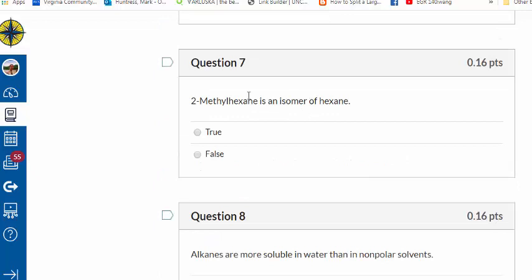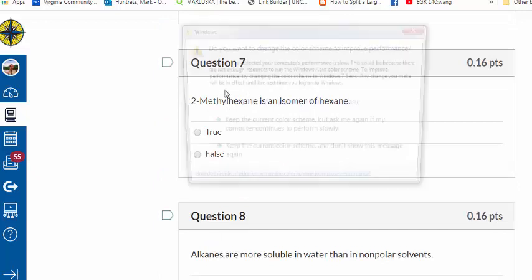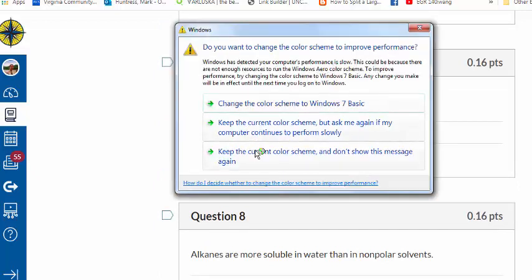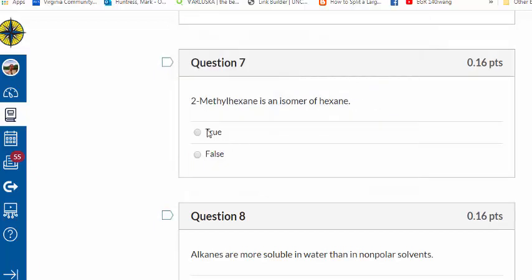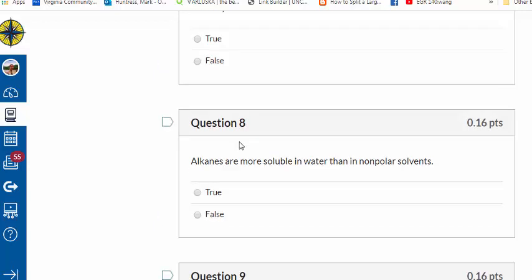Okay, methylhexane. Methylhexane has 6 carbons in its parent chain, and then it has an extra carbon in this methyl group. So it's going to have an extra carbon than hexane, which only has 6.